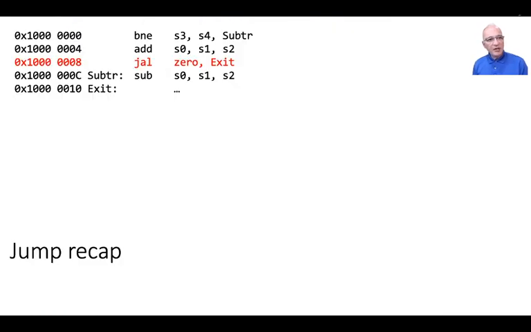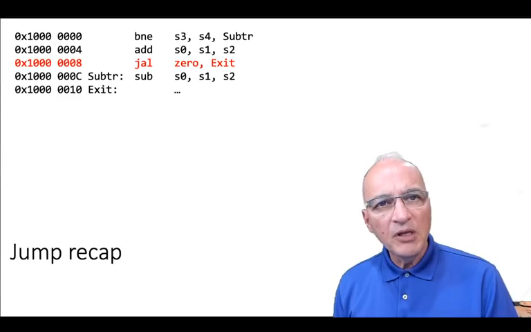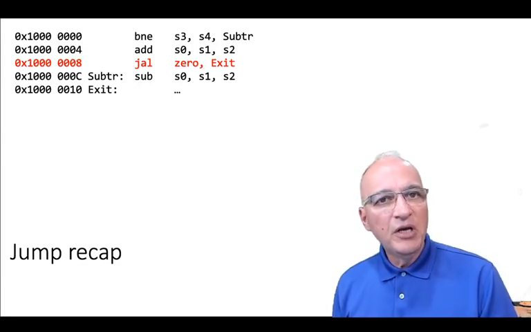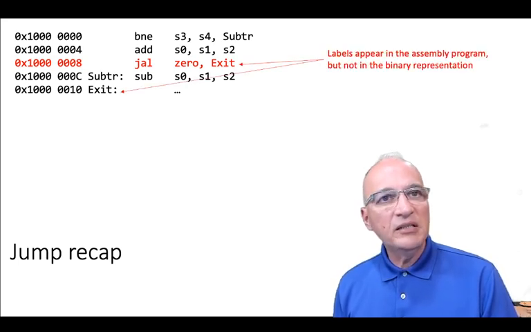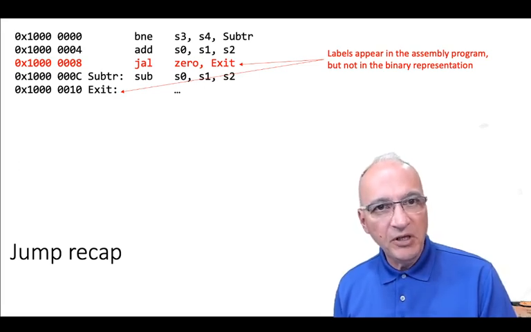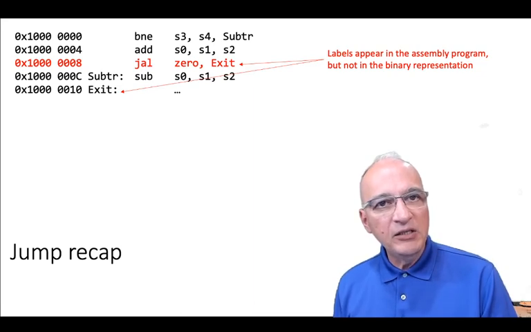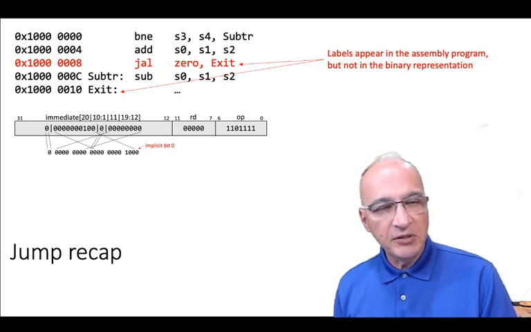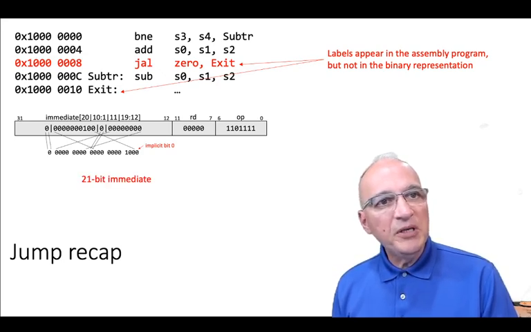So if we do a recap now of what we have learned in this part of the lecture, we have seen how to use the jump and link instruction as an unconditional jump instruction. And we have seen that the labels that appear in the assembly code do not appear in the binary representation of the program. They are translated into the immediate values of instructions. We recall that the immediate value of the jump instruction has an implicit bit 0 because you can only jump to even addresses. So in an even address, the lowest bit is always 0. It's a 21-bit immediate.